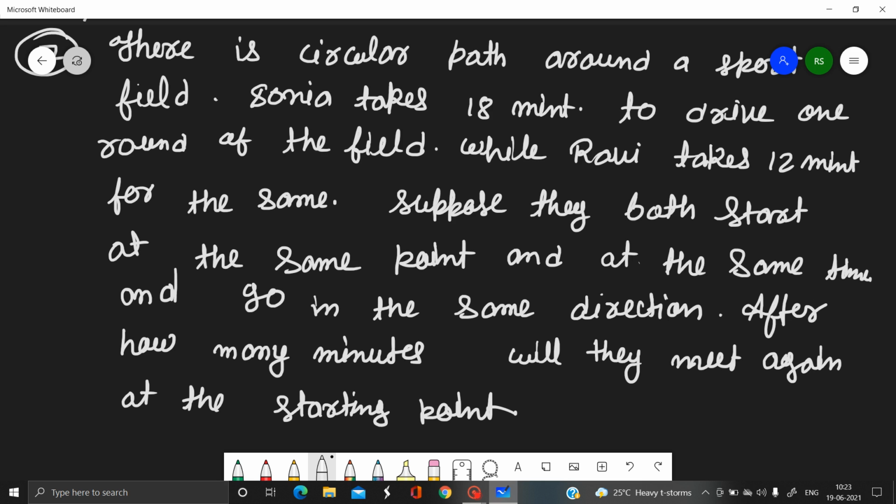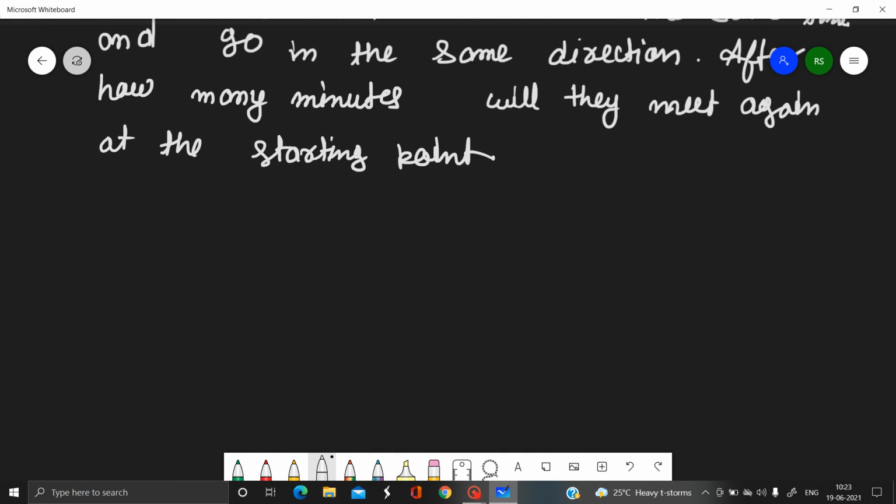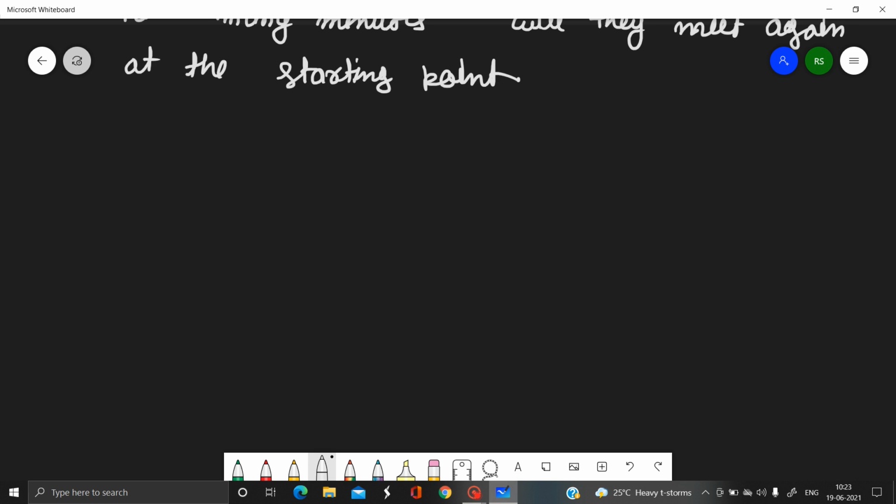Okay. So since both Sonia and Ravi move in the same direction and at the same time, the method to find the time when they will be meeting again at the starting point is the LCM of 18 and 12. So we have to find the LCM of these two numbers, which are 18 and 12.